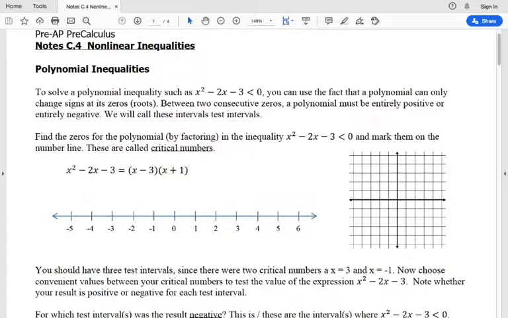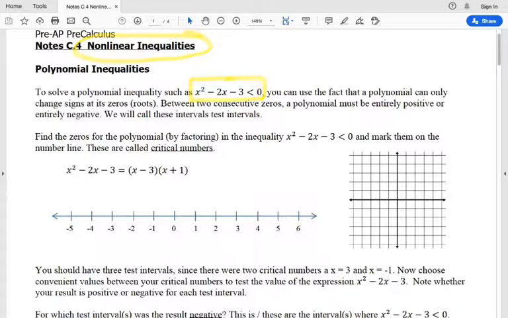Okay, today we're going to focus on nonlinear inequalities. So let's say you have an inequality like this. It's a polynomial set less than 0. So you're looking for where it's negative, where it falls below the x-axis. So let's graph this. This is a parabola.